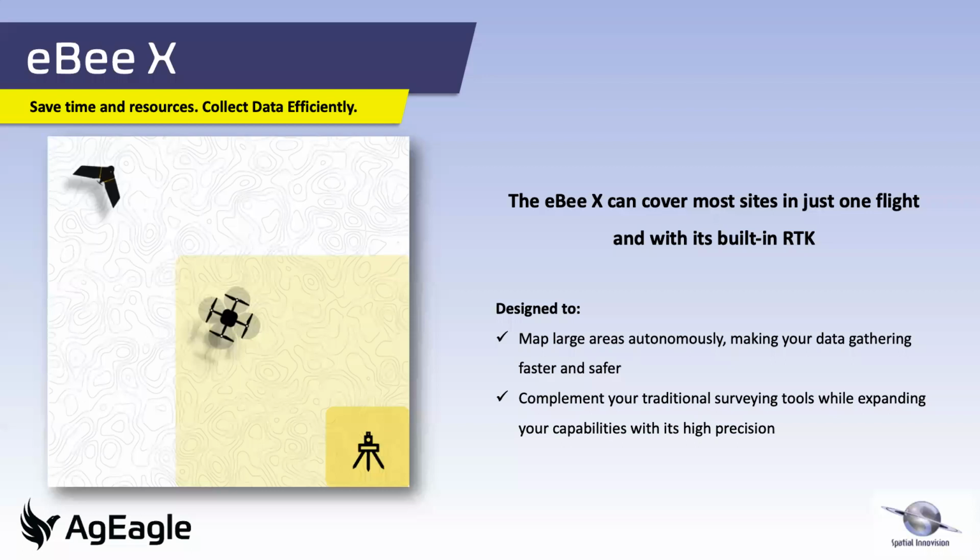With the eBee, most sites can be covered with one flight. There is no need for ground controls, which saves time and cost significantly compared to if you were using other conventional methods. It is designed to map large areas autonomously, which enables data collection faster and safer. Therefore, you don't need to control the drone remotely, as it will autonomously fly the flight path, which was set using the eMotion planning software.